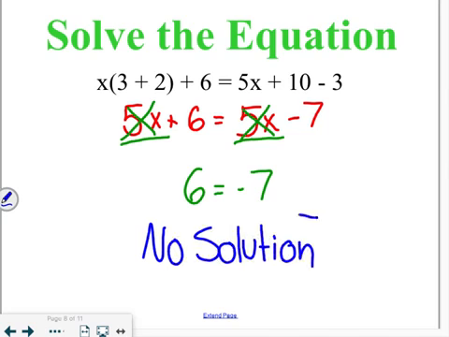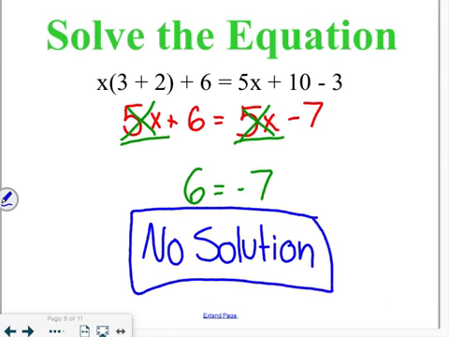What this means is no matter what number you pick out of any number in the world, if you plug it in for x, you will never get the two sides of the equation to actually be equal to each other. So this problem is actually not solvable.